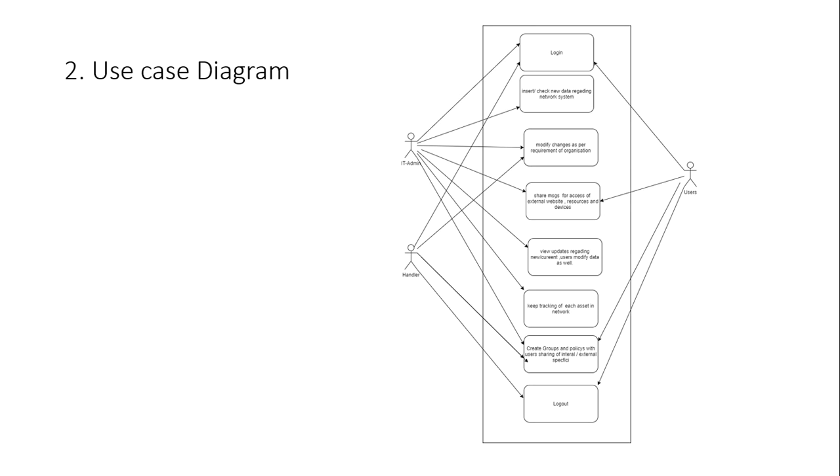If any modification has to be done to the existing system, he will do it here. Modify changes as per the requirements of the organization. The handler will tell the IT admin if there are any changes, so the IT admin directly makes changes to the network infrastructure.